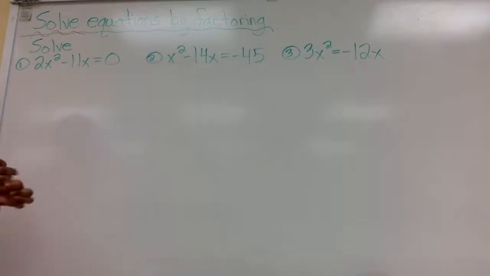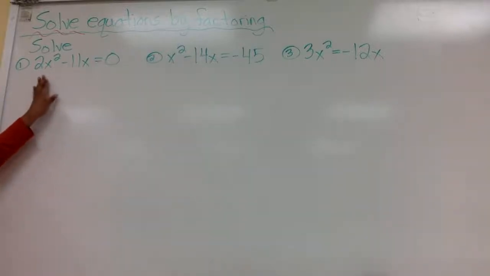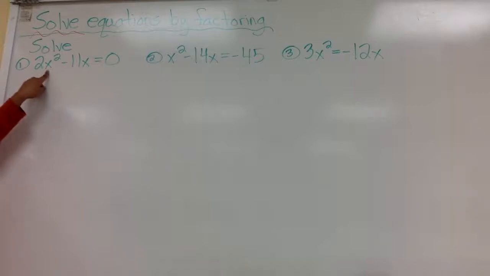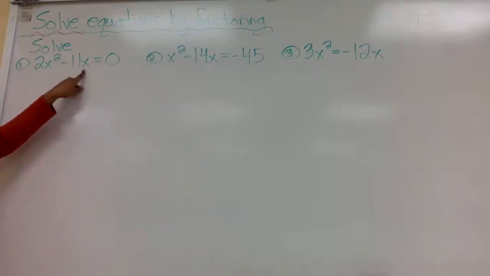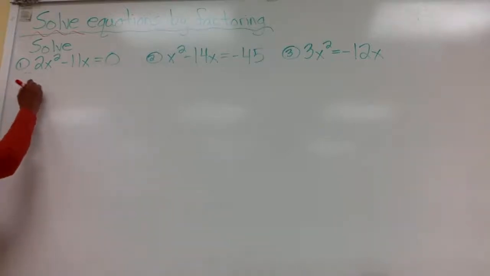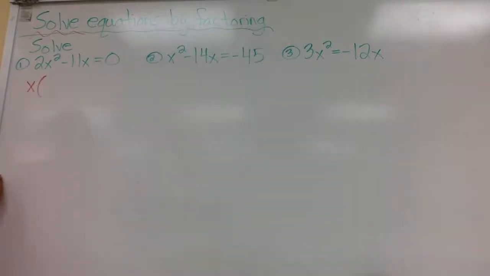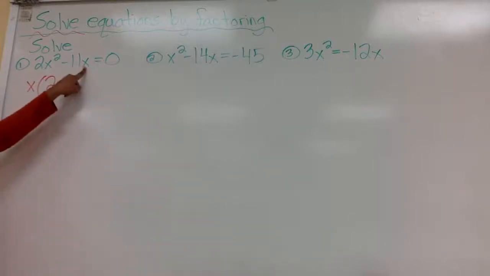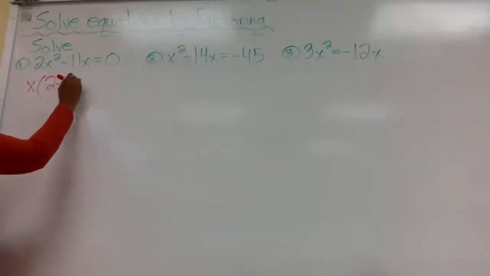So the first thing we're going to do is factor it. Your first step when you factor is to find the greatest common factor. We want to look up here and see what numbers or variables they share. I see that this has an x, and I see that this has an x. So their greatest common factor is x, and everything else is going to go on the inside. If I take one x away, what's left over? 2x. If I take an x away, what's left over? Negative 11.